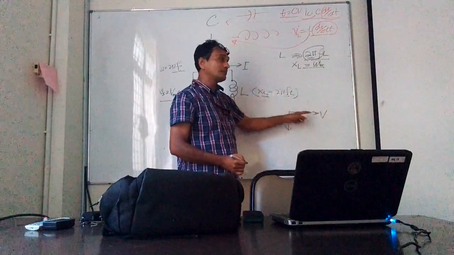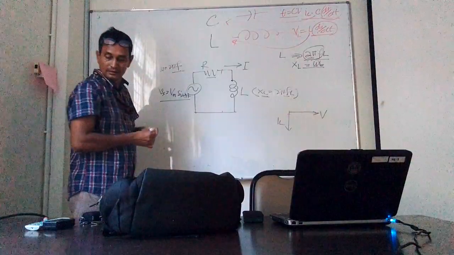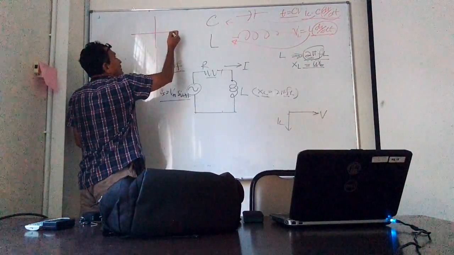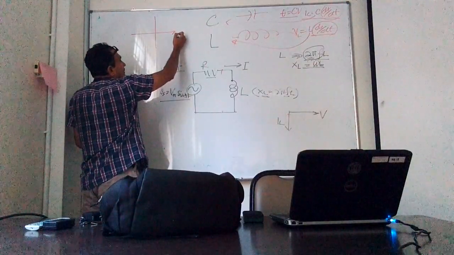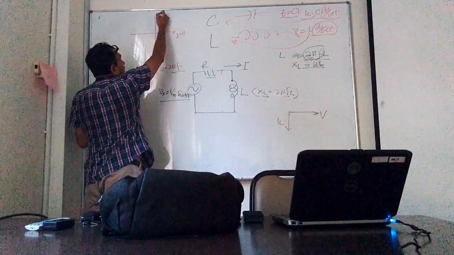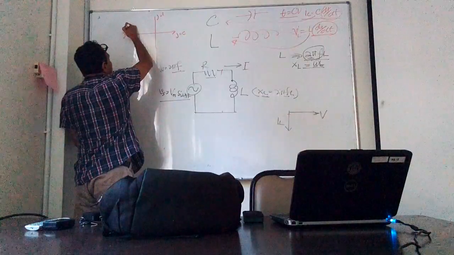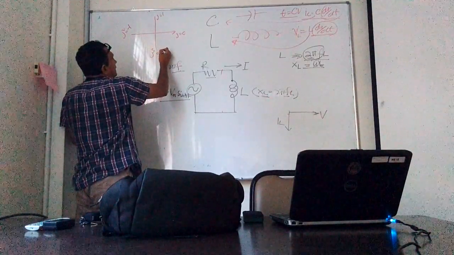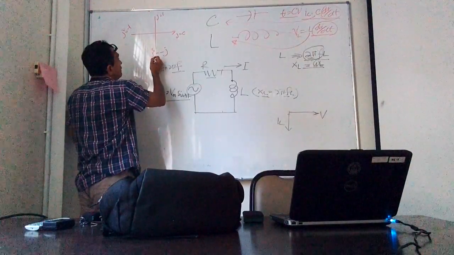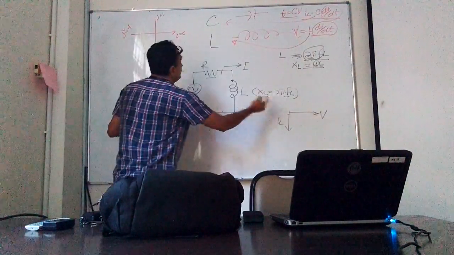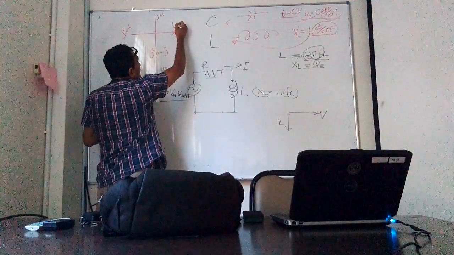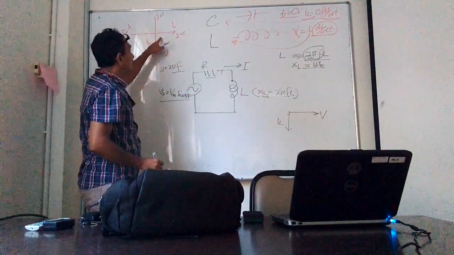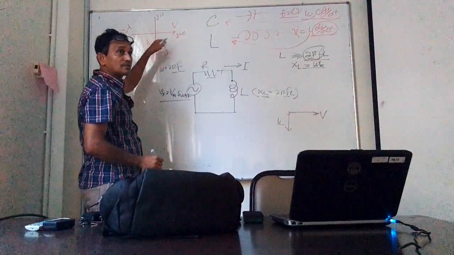With reference to the voltage, you know the four-quadrant coordinate. The coordinate is this: j equal to 0, j equal to 1, j squared equal to -1, j cubed equal to -j. So think that here V is this direction, then the current should be this direction. So current and voltage are 90 degrees out of phase.